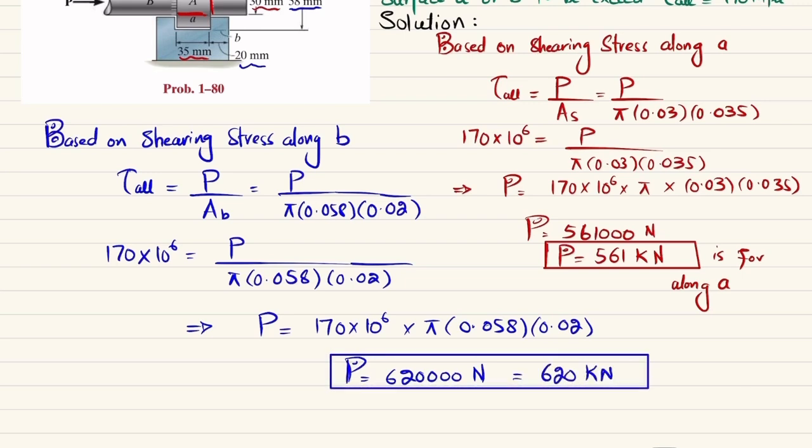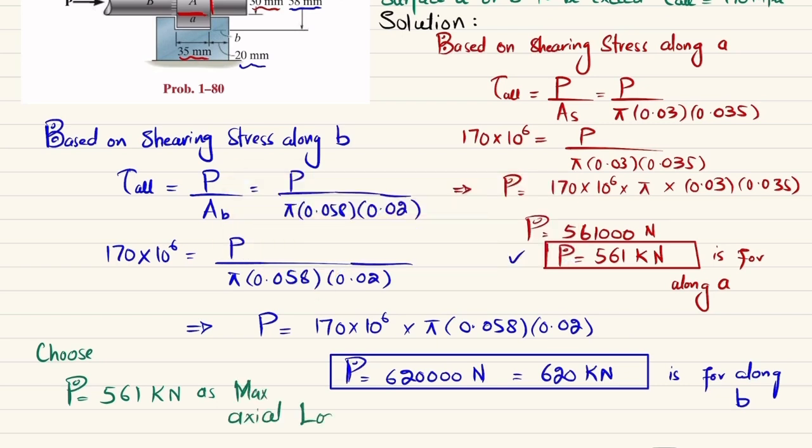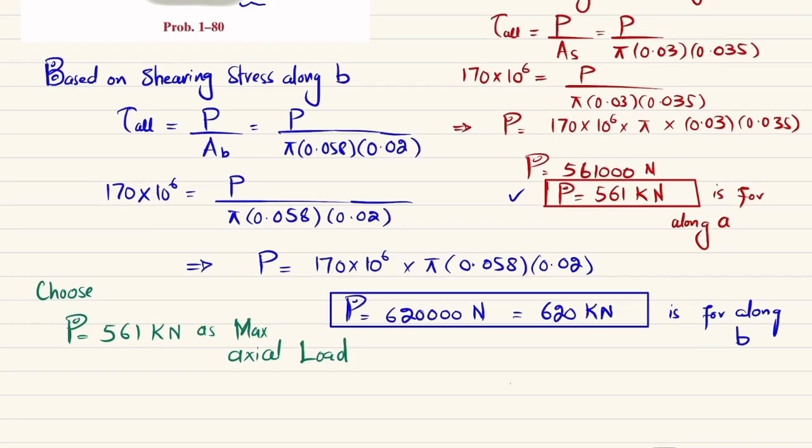Now you can see this P is along A, and this P is along B. So what to choose is that our answer will be P equal to 561 kilonewton as the largest or maximum axial load. Why? Because you can see that this is smaller and this is greater, so it will be safer, clear? So what if I choose this one? Let me discuss it also. If you put P in this formula, tau allowable at A is equal to P divided by pi multiplied by 0.03 into 0.035. Clear?